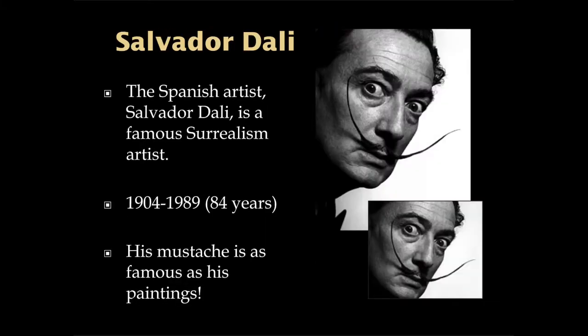The Spanish artist Salvador Dali is a famous surrealism artist. He was born in 1904 and died in 1989. He was 84 years old. Take a look at his mustache. His mustache is almost as famous as his paintings. This was something that he used to kind of get people to recognize him.